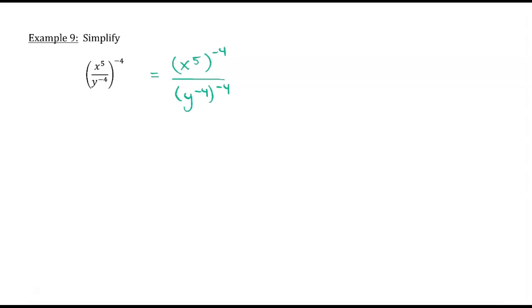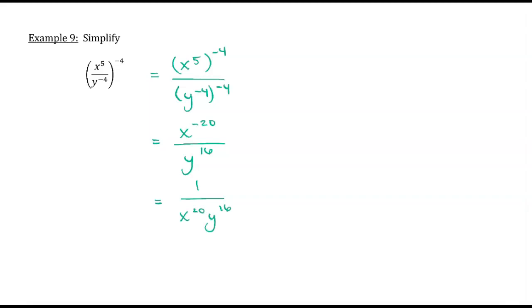Using the power rule, we can rewrite this as x raised to the exponent of negative 20 in the numerator and y raised to the exponent of positive 16 in the denominator. To rewrite this with only positive exponents, our variable x needs to move to the denominator. So this becomes 1 over x to the 20th times y to the 16th.